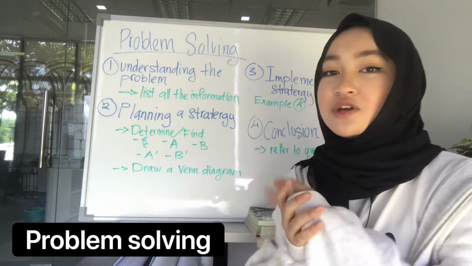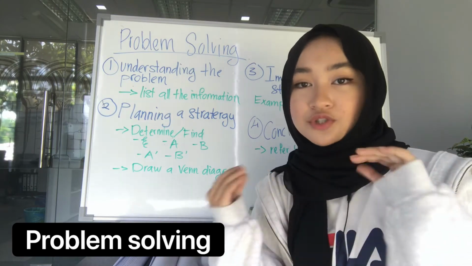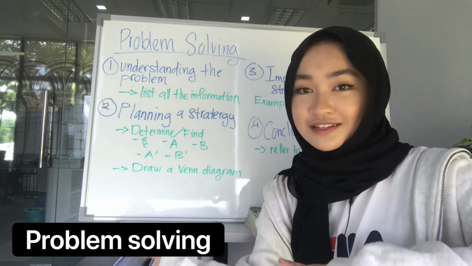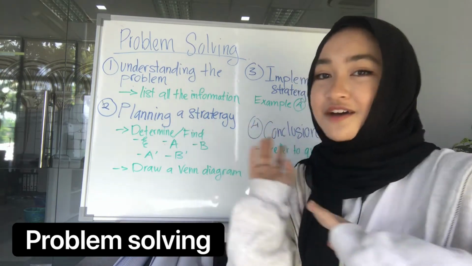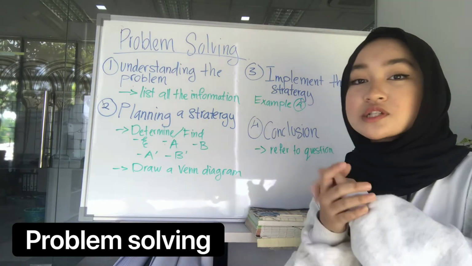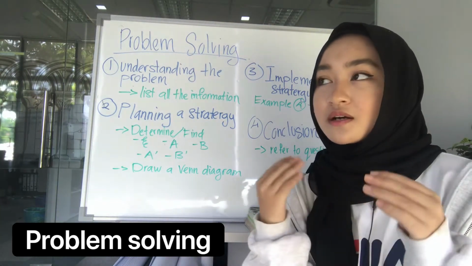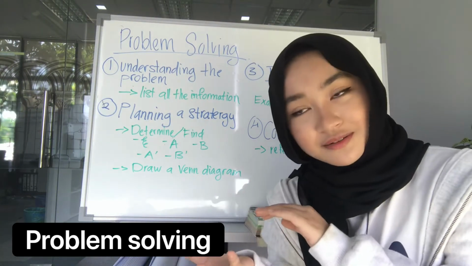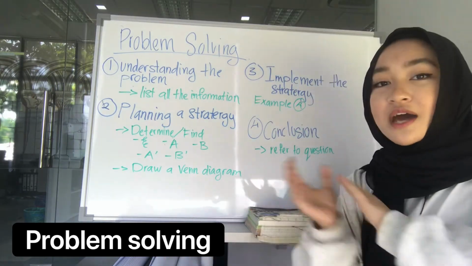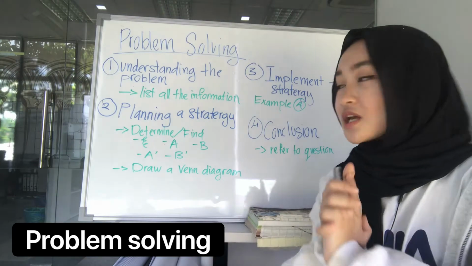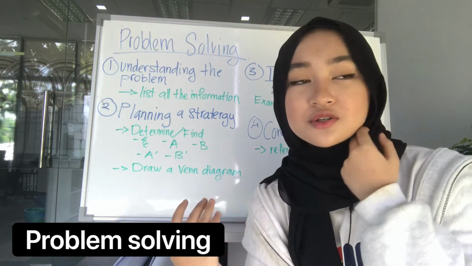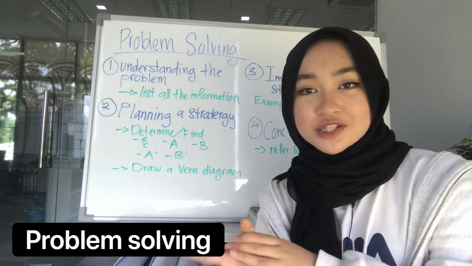Okay, after that you have to draw a Venn diagram to show the data that you have found from the question. After that, you have to implement the strategy, making it much prettier and better for answering the question. So we have implemented the strategy, and we have to make a conclusion. Usually this conclusion is based on the question given.